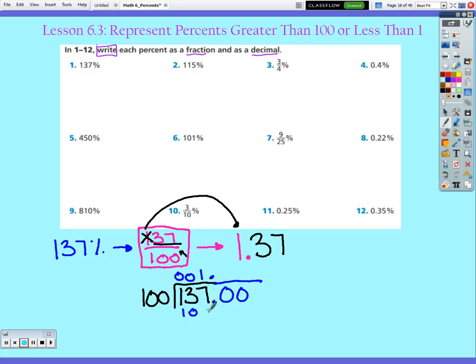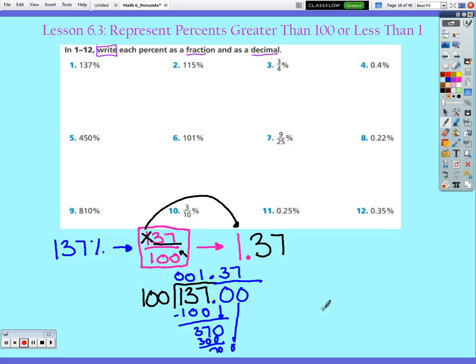I will now subtract. That gives me 37. I will bring down a 0. 100 goes into 370 three times. It's looking very similar so far. That gives me 300. I will subtract that, bring down the 0. I have 70, the remainder, bring down a 0. 100 goes into 700 7 times.